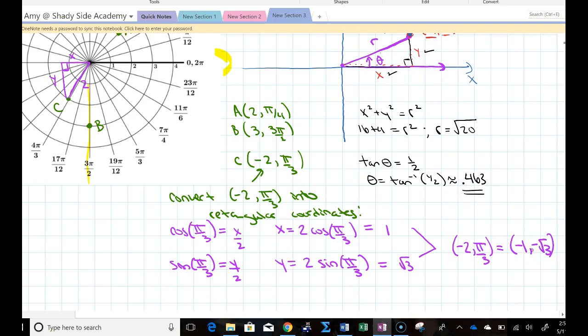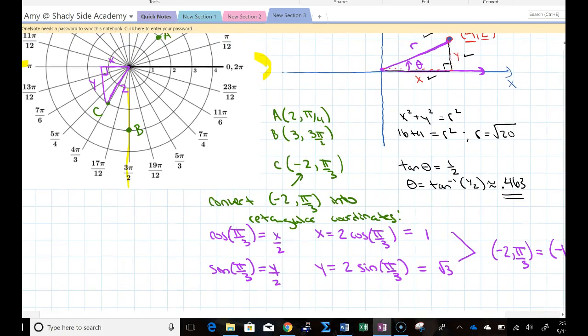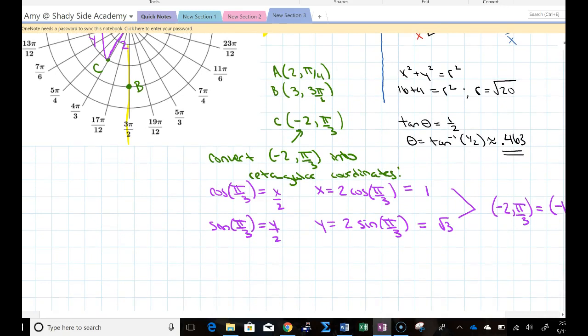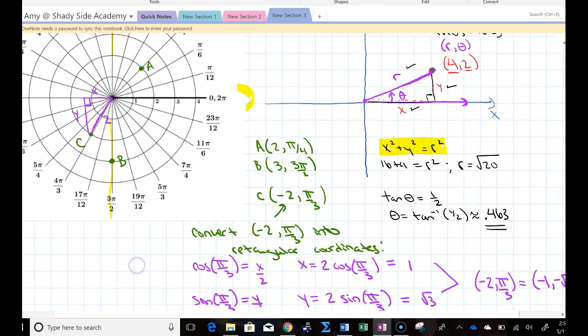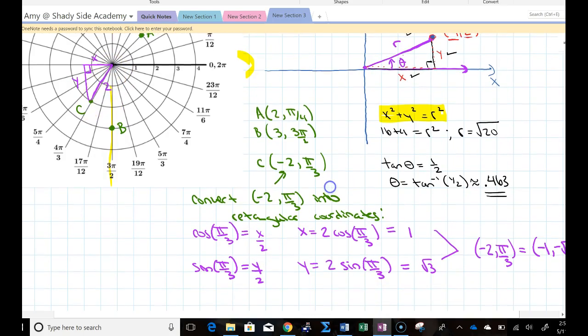I'm going to highlight a couple of things here because keeping track of the negative, positive, all that can be a little bit difficult. But there are 3 relationships you're going to want to keep near and dear. x squared plus y squared equals r squared. The other equations: cosine of theta always equals x over r, r being this distance. Sine of theta always equals y over r.